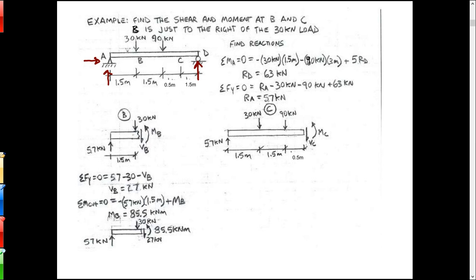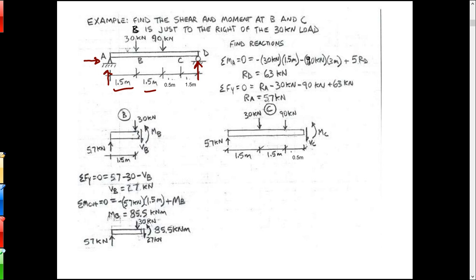I'd take a moment about A. 30 times 1.5, that'd be negative, and 90 times 3, since 1.5 and 1.5 is 3, would also be negative. And then we've got 5 times the reaction at D. So the reaction at D is 63. Then the sum of forces: we've got RAY up, 30 and 90 down, and then 63 up, so RAY would be 57. So we'd want to start with the reactions.